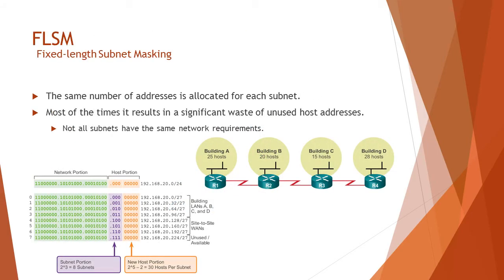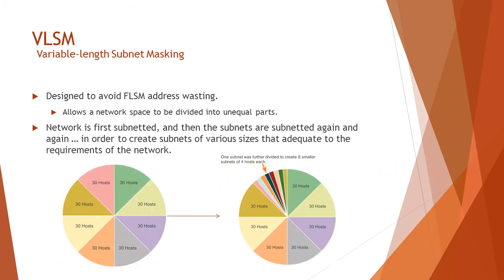Fixed length subnet masking. With fixed length subnet masking, the same number of addresses is allocated for each subnet, which most of the time results in a significant waste of unused host addresses because not all subnets have the same network requirements. Variable length subnet masking. Variable length subnet masking was designed in order to avoid FLSM address wasting by allowing a network space to be divided in unequal parts. This generally means that after subnetting a network, those subnets could be subnetted recursively in order to create various size subnets that could adapt better to network requirements.